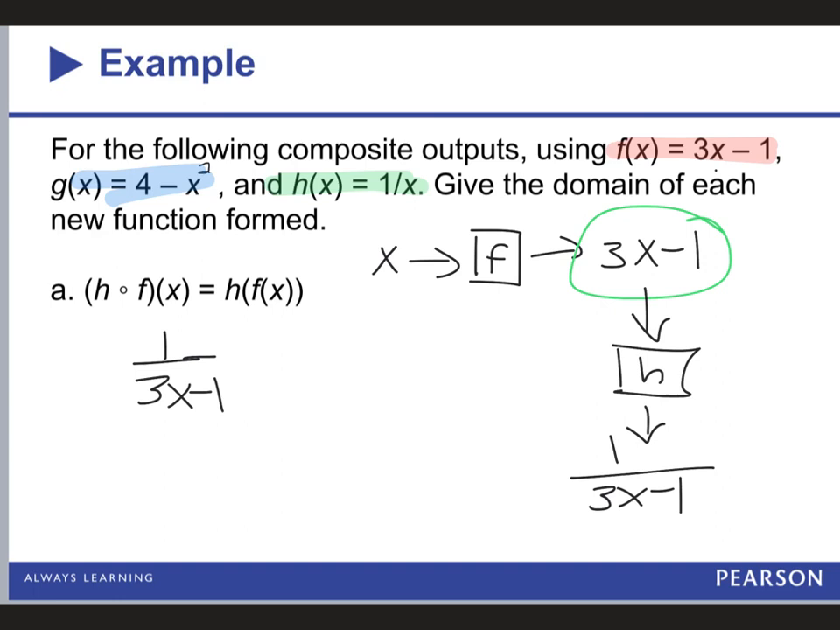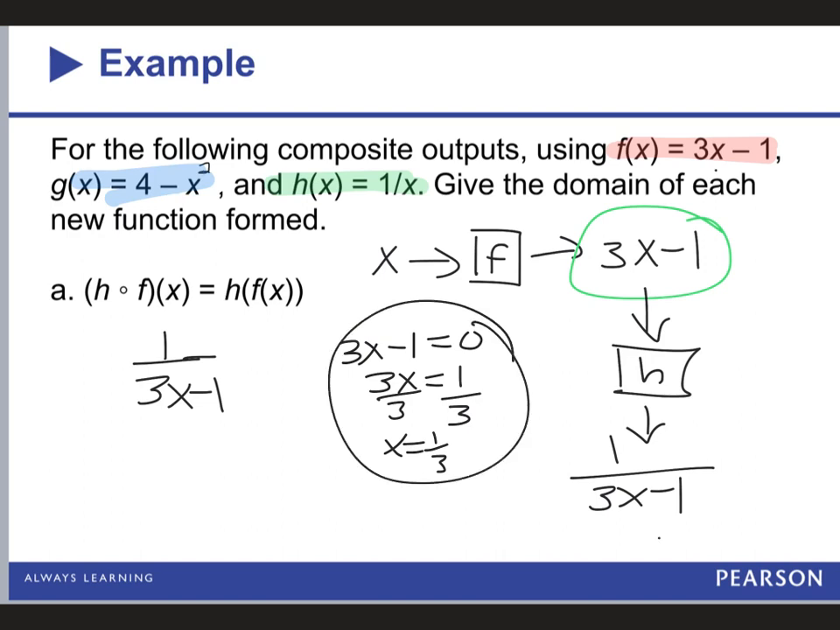So where would that be 0? It would be 0 when 3x minus 1 is equal to 0. And so that's what we're going to look into here. We're going to say, when is 3x minus 1 equal to 0? Well, if you can't see it for yourself, it would be when x is equal to 1/3. But we can solve this. We have 3x is equal to 1, divide by 3, x equals 1/3. And so this cannot happen, because if 3x minus 1 is 0, we're dividing by 0. So we have to say x is not equal to 1/3. And this would be our answer.